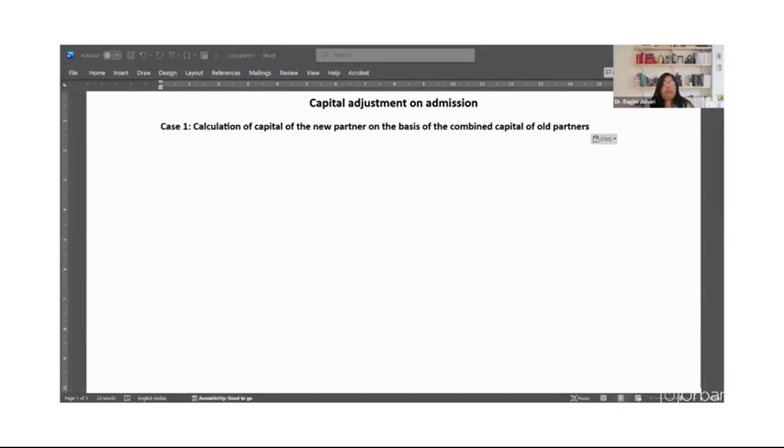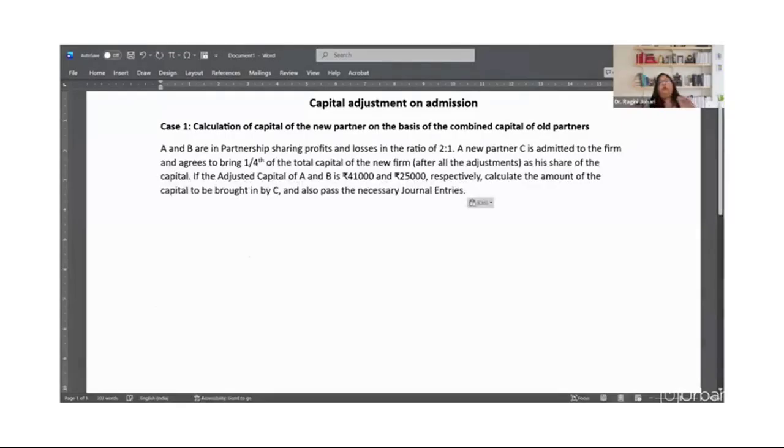Let me take the question first. The question says there are two partners A and B in partnership sharing profit and loss in the ratio 2:1. New partner C is admitted to the firm and agrees to bring 1/4 of the total capital of the new firm after all the adjustments as his share of the capital. If the adjusted capital of A and B is 41,000 and 25,000 respectively, C's capital, which he is about to bring, has to be calculated.